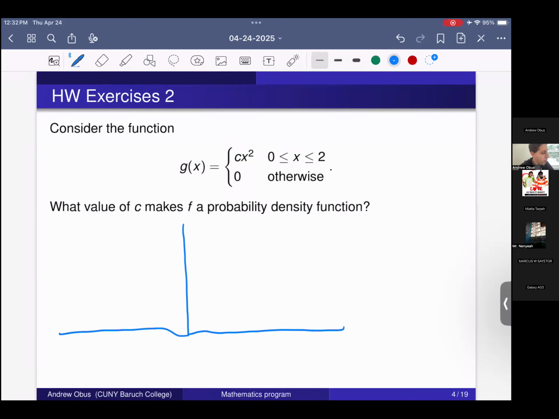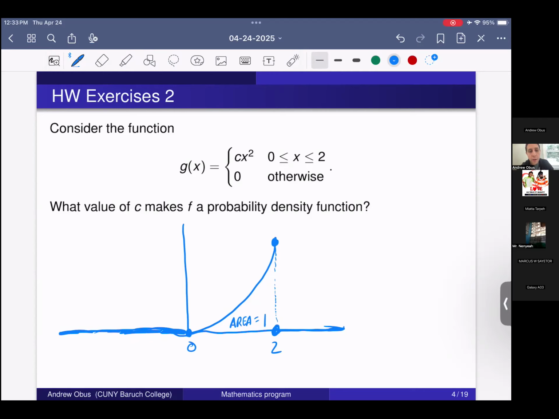So what do we have here? Let's draw this again. Here's 0, here's 2, and we have cx squared. It's going to look something like x squared, like that part of a parabola, but only between 0 and 2, right? And everywhere else, the function is just equal to 0. So we want to know what value of c is going to make f a probability density function. And remember, to be a probability density function, what we need is that this area has to be equal to 1.